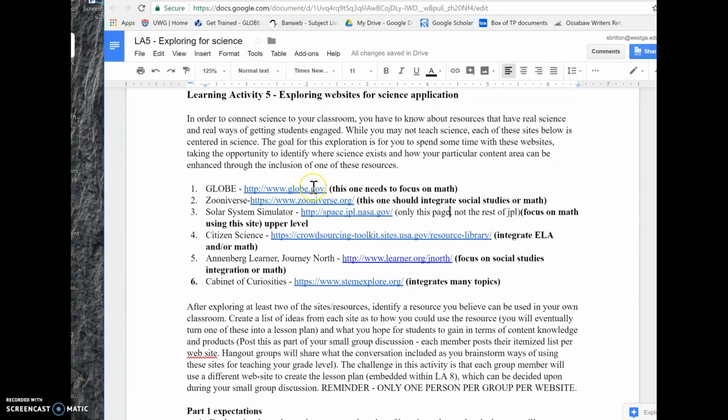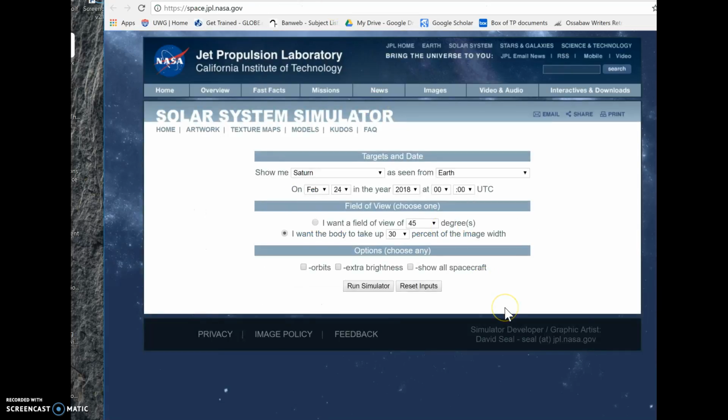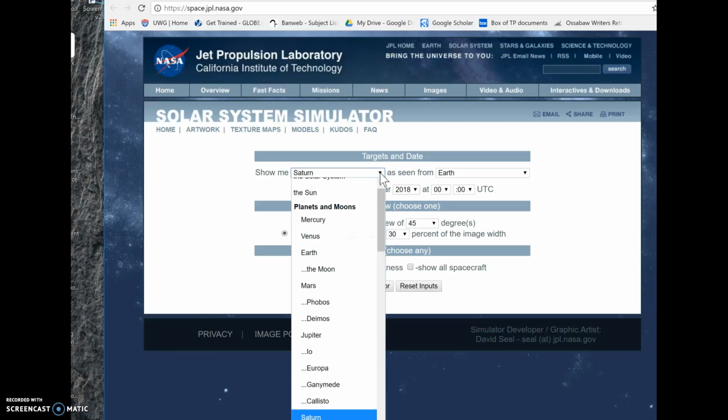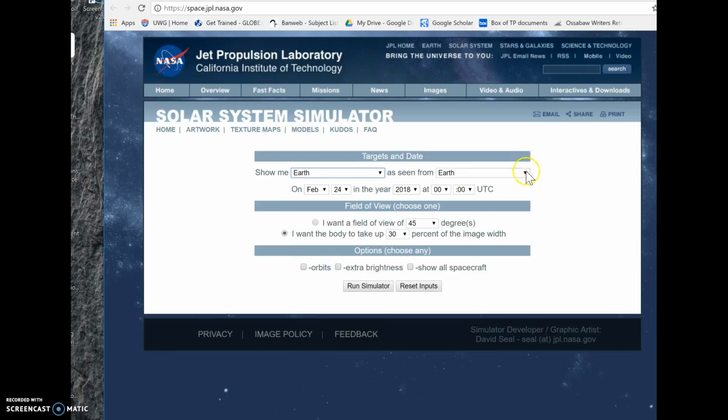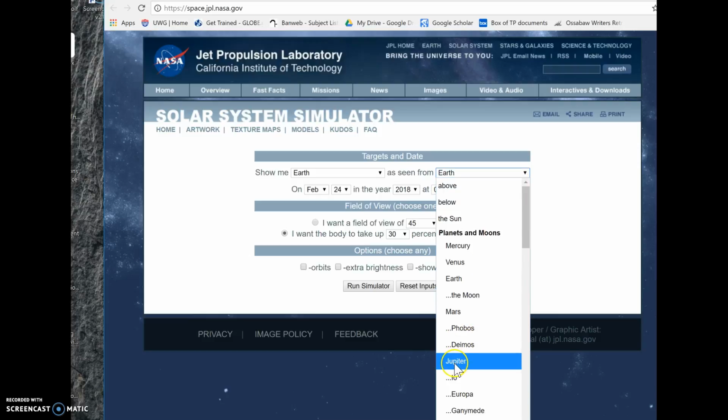Alright, so we're going to look at the solar system simulator now. It's going to take you a little bit of thinking and playing with this one, but it's excellent for students who are very interested in the solar system and if you're trying to teach different aspects of planets. So if we look at this, we can have target dates. So maybe we want to look at the Earth from Jupiter. Why not?